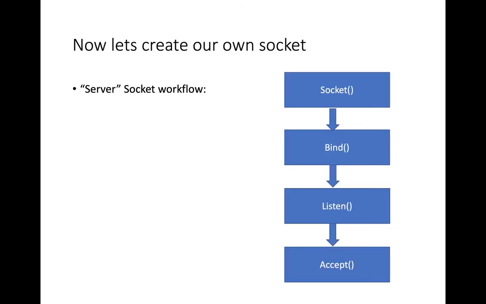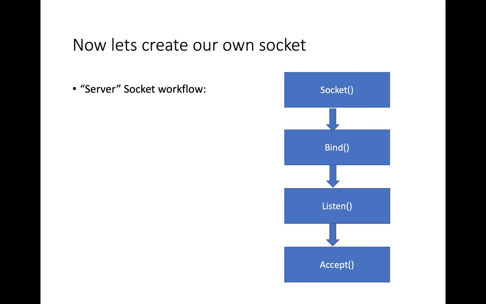Now let's create our own socket. So far we have seen how the socket is created, how it is bound, how it listens, and then how it accepts. We have two entities: one is our server and the other is a client. So there is a server and client relationship for the connection to be established.